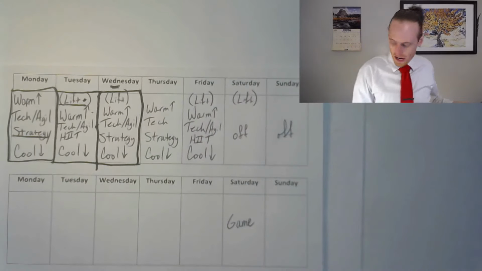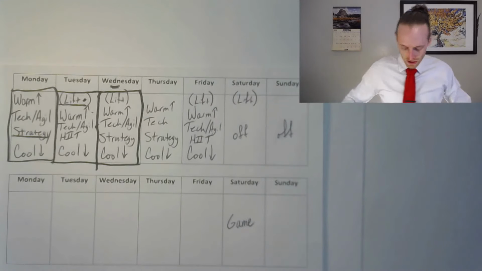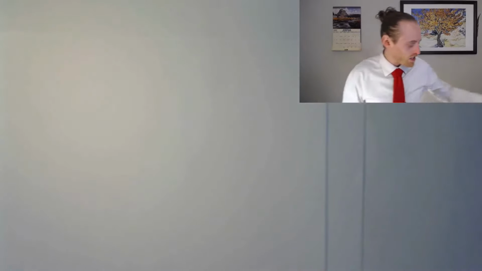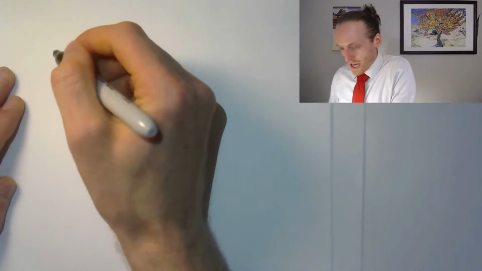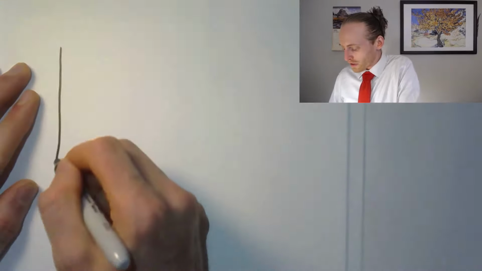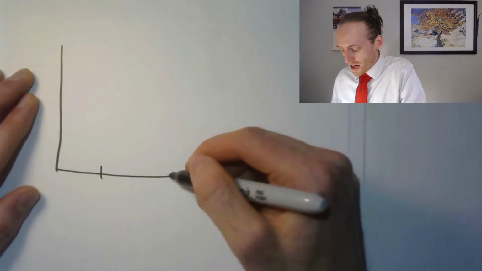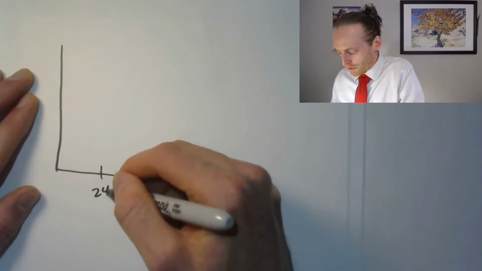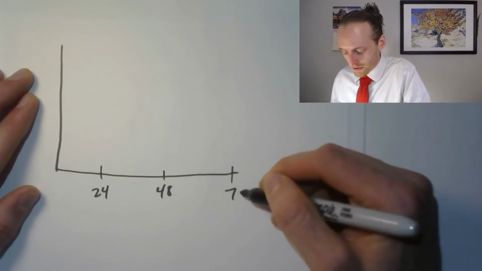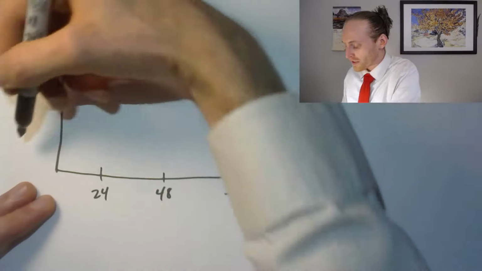The reason why I do that, let me show you guys on a different sheet here, is because we have inflammation cycles. And inflammation is a good thing if you don't have too much of it, because it helps you improve. So let's say this is time down here, 24, 48, 72. And this is inflammation.